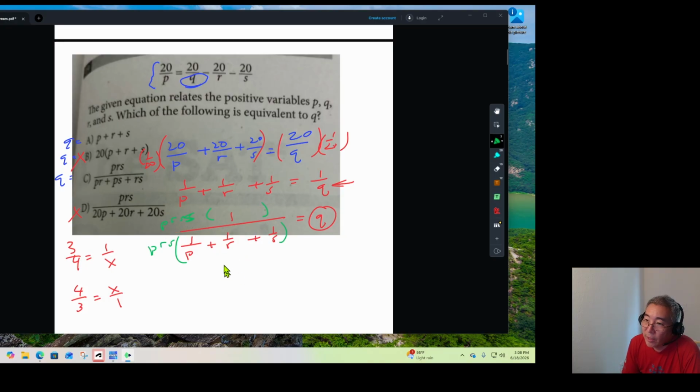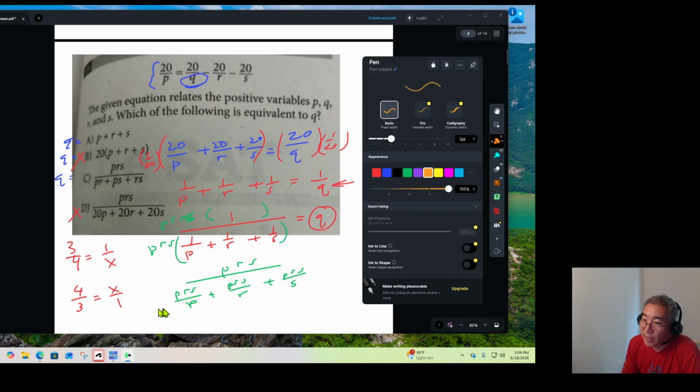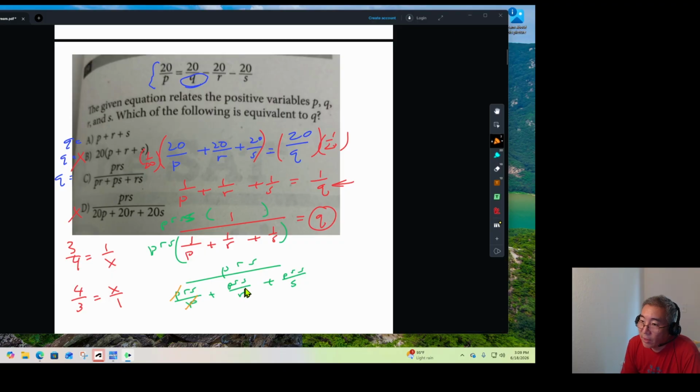That's multiplying by 1. So the top is going to become PRS and the bottom is going to become PRS divided by P plus PRS divided by R plus PRS divided by S. So we have a bunch of things canceling out. P cancels out here, R cancels out here, S cancels out here. And so we end up with PRS over RS plus PS plus, I'm sorry, RS plus PS plus PR equals Q. And that is equal to C.